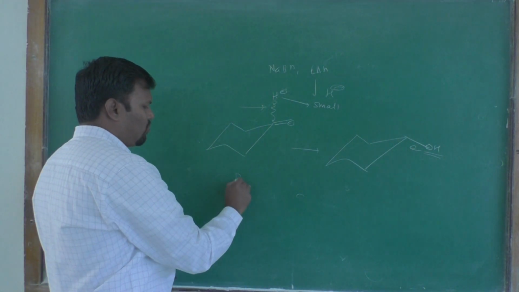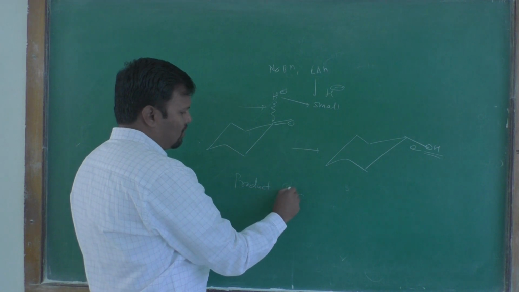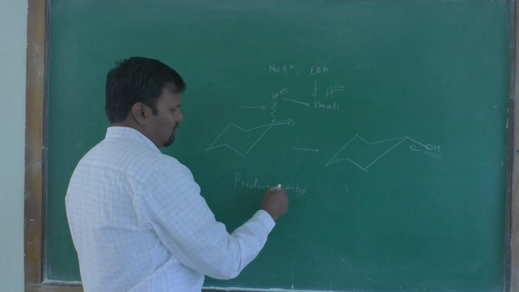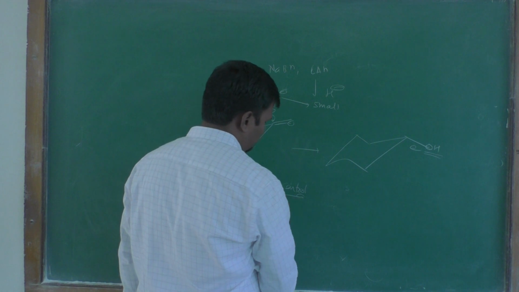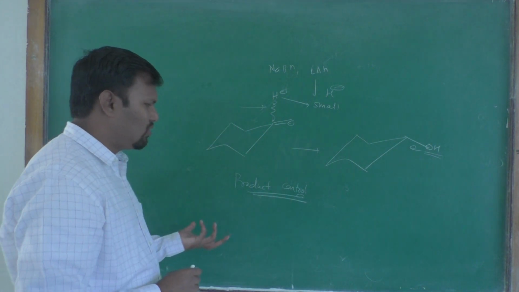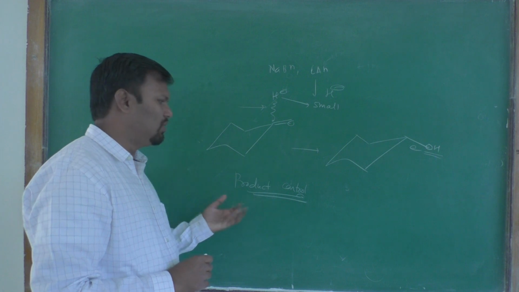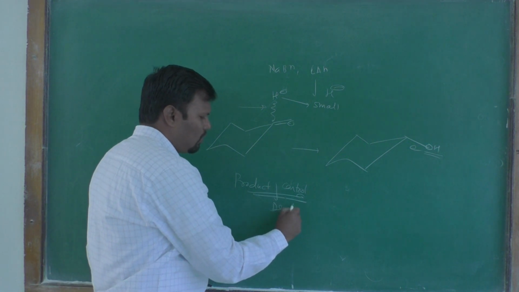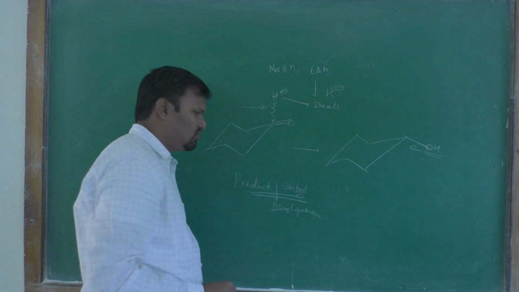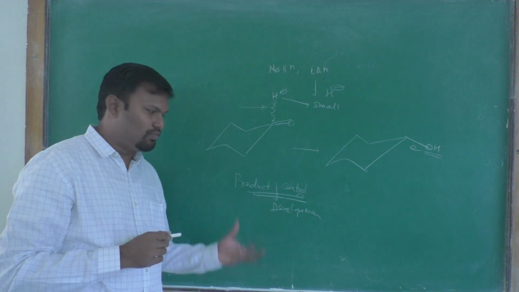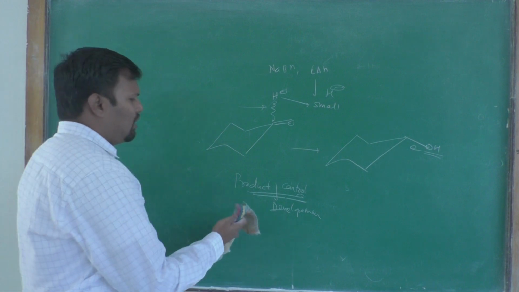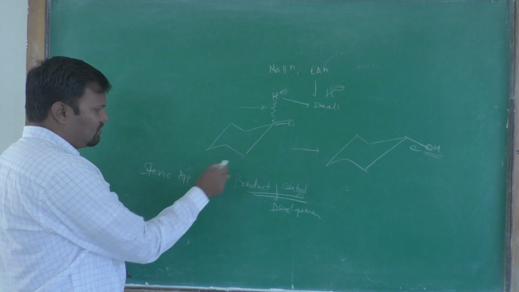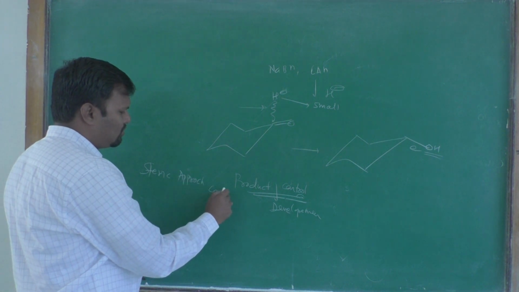That is our product development control. This product is obtained by product control, and that reaction is called product development control. And another reaction is the steric approach control.